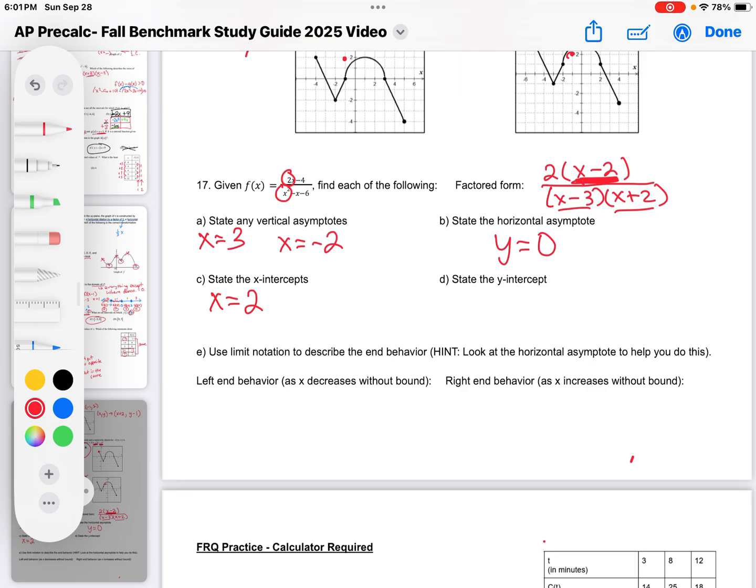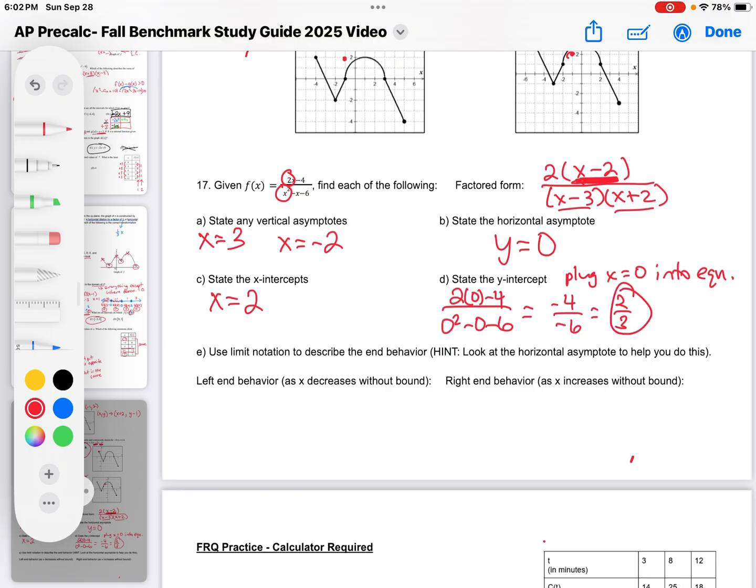The y-intercept, for the y-intercept, you're just going to plug in 0 for x. So plug x equals 0 into the equation. All right, so I have 2 times 0 minus 4 over 0 squared minus 0 minus 6. So that's just going to give me negative 4 over negative 6, which is 2/3.